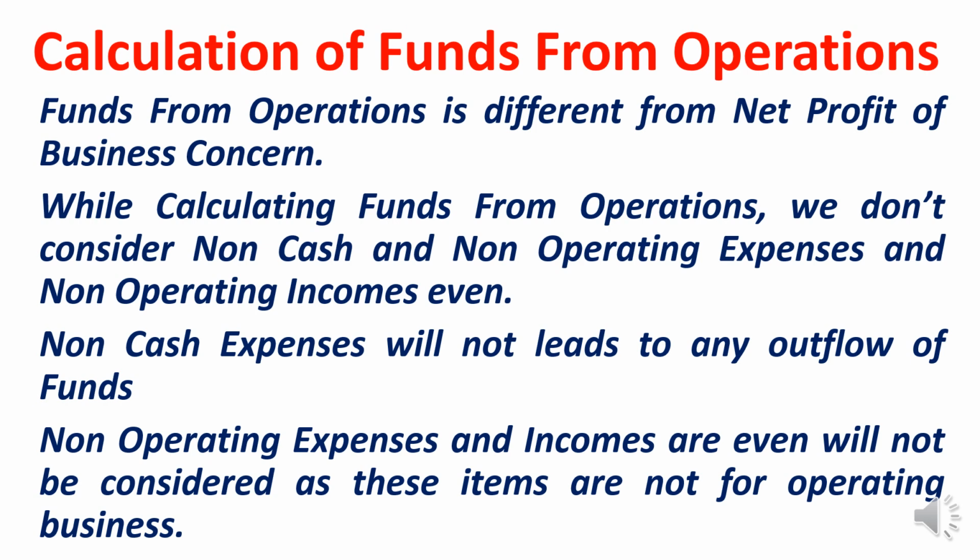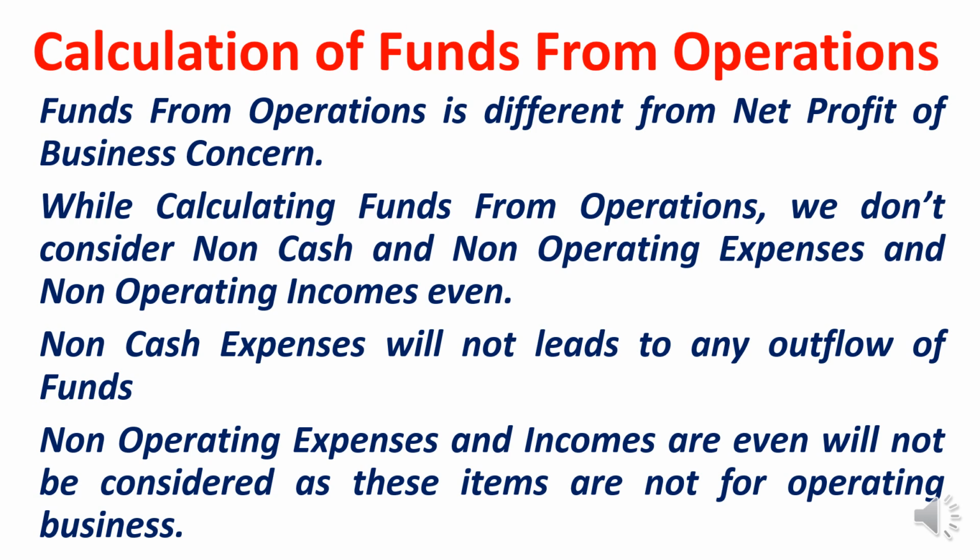Whereas non-operating expenses refers to any expenditure which is not part of the operational activities of the business. Besides, we earn certain non-operating incomes even. Examples of non-cash expenses are depreciation, goodwill written off, patent rights written off, preliminary expenses written off. Whereas examples of non-operating incomes are dividend received, interest received. So net profit will be calculated after considering all these items, non-cash and non-operating.